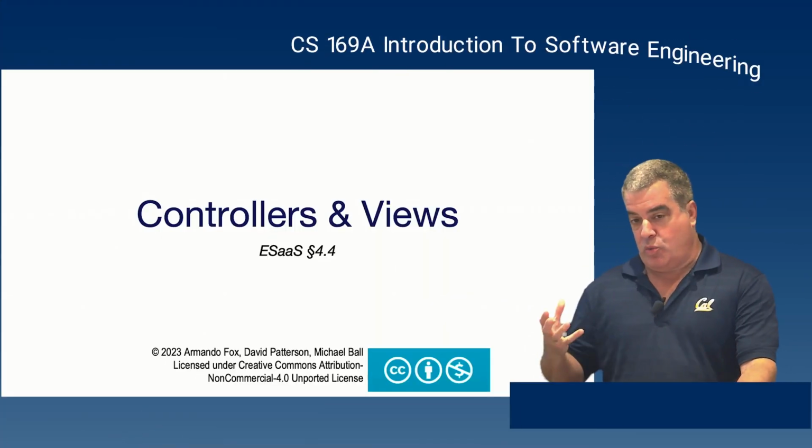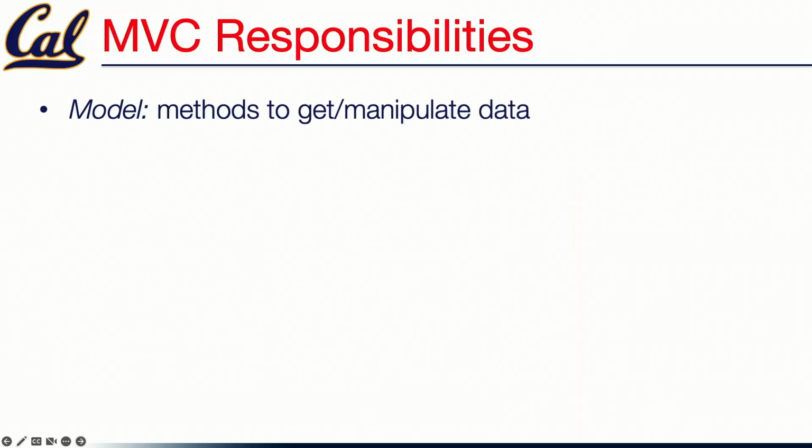Okay, we finally have enough to put together the model, view, and controller, because routes were part of the missing glue for that. So a reminder of how these responsibilities are split up, because now we're actually going to put the code together. The model consists of some data and some methods to manipulate it.